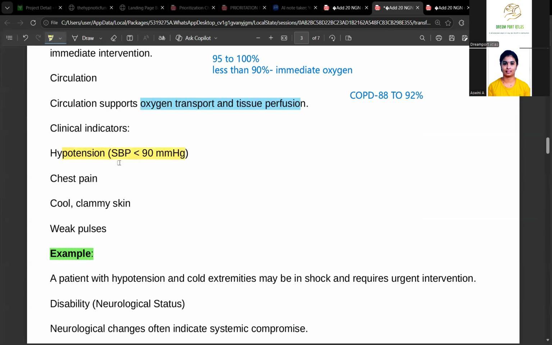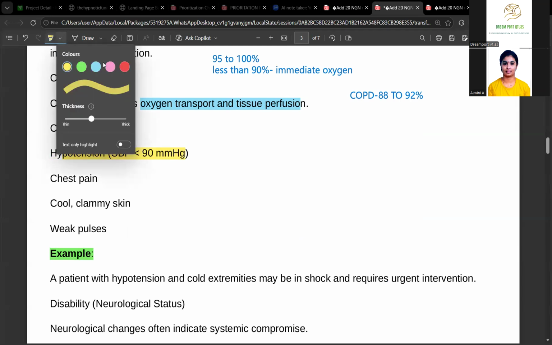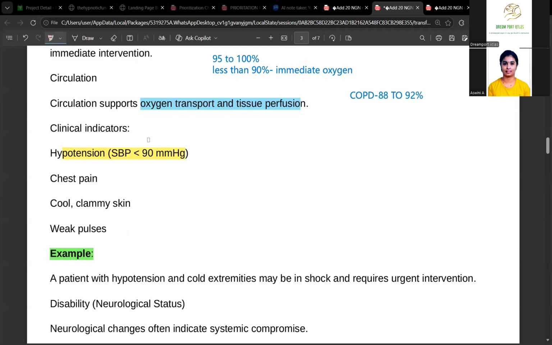First thing, we can look for the blood pressure. If there is low BP, that means if the systolic BP is less than 90, that indicates that there is inadequate perfusion. Okay, that is the clinical indicator. Next, if there is chest pain, that is also indicating there is inadequate blood supply, hypoxia, and necrosis.